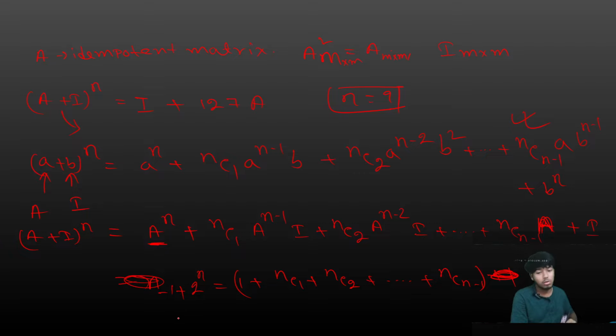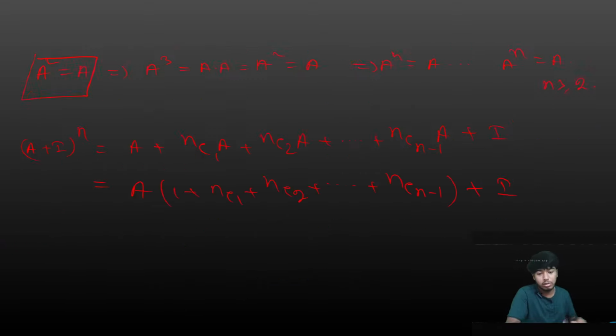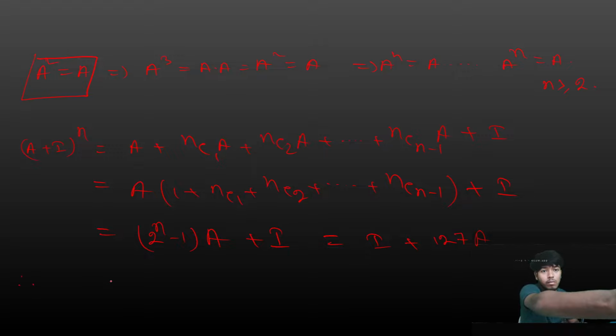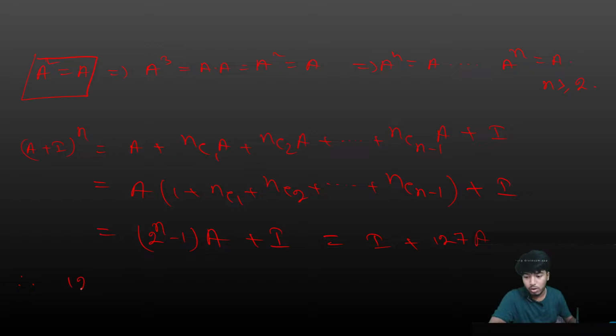Okay, we just use this formula. So this one is nothing but (2 to the power n minus 1) times A plus identity. In our question they say this is nothing but identity plus 127 A. So 127 equals what? 2 to the power n minus 1. That means 2 to the power n equals 127 plus 1, that is 128. 128, no?